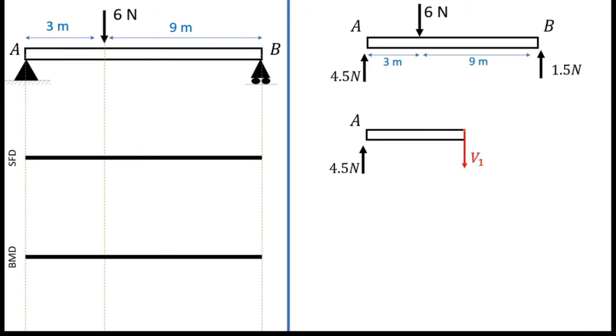So now I mark shear force. I mark shear force as V1. Why do I mark V1 in this direction? Can't I mark it in the other direction? It's because of sign convention.